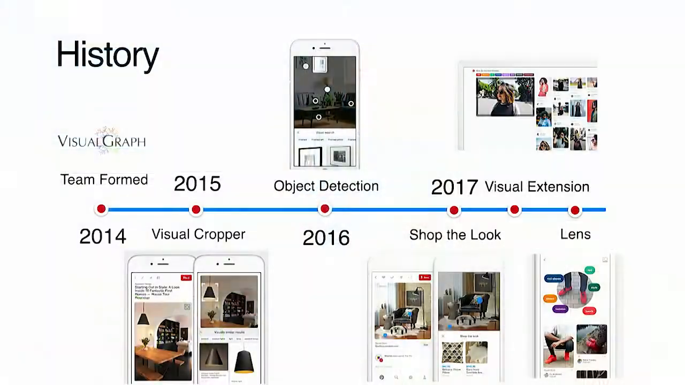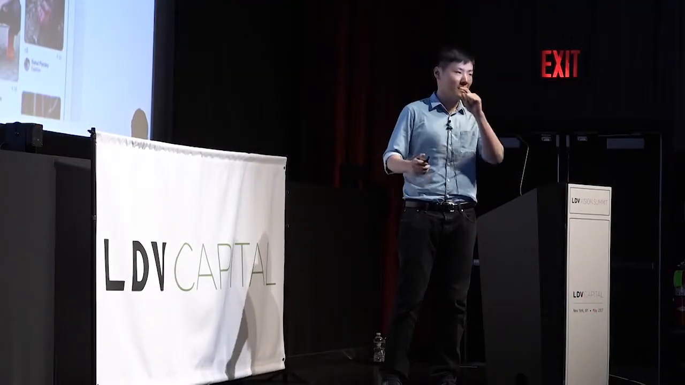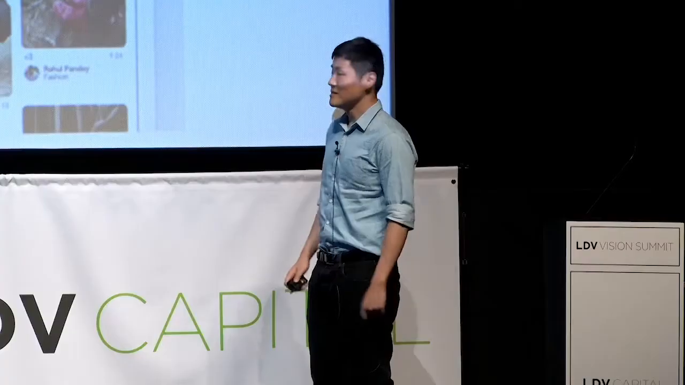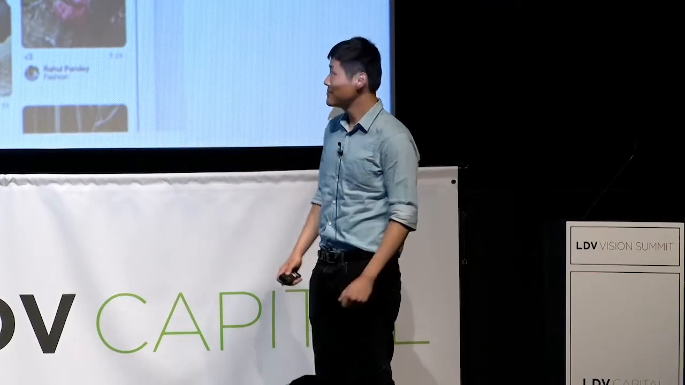And in 2017, we released a suite of products starting from the visual extension, which is the visual cropper tool in a Chrome extension to bring the power of Pinterest visual search to any image on the web. We also released Shop the Look. So this is, given an image on Pinterest, there will be blue dots where you can tap on these dots to be able to buy the content in the image. So this is combining our visual search technology with human creation for quality.